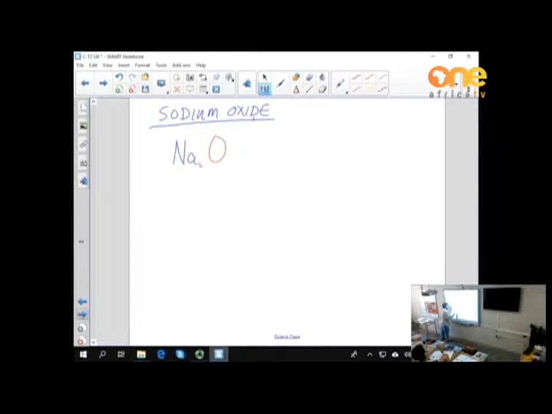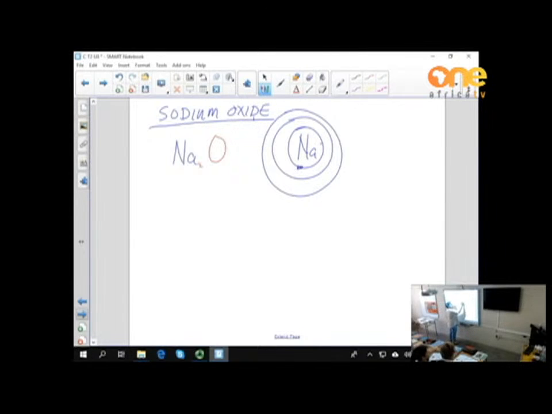Now we need to draw the Bohr structures. Sodium. How many electrons for sodium? 11. 1, 2, 3, 4, 5, 6, 7, 8. And there we have 11. And then the oxygen. How many electrons does oxygen have? 8. 1, 2, 3, 4, 5, 6, 7, and 8.